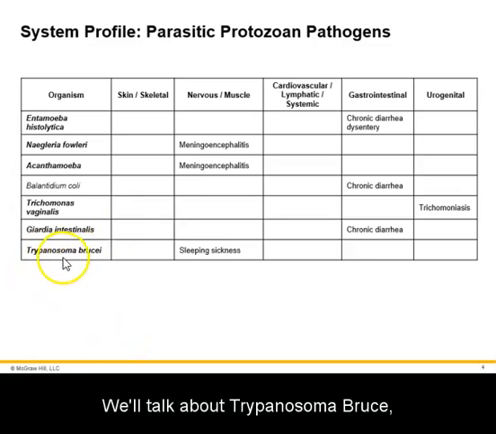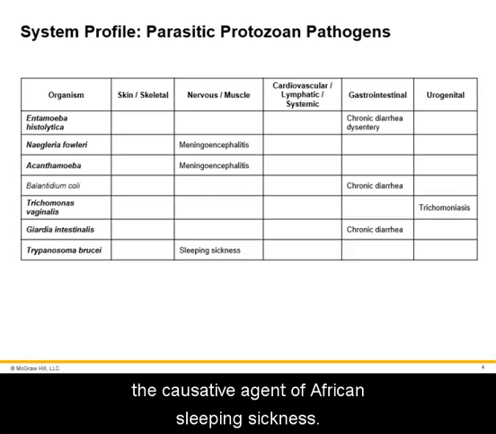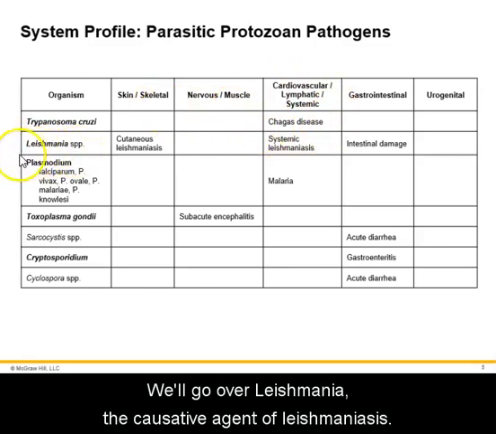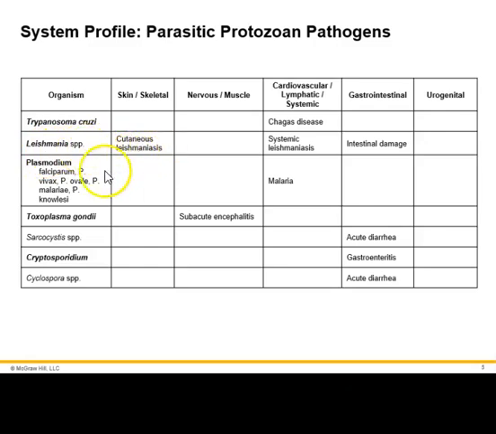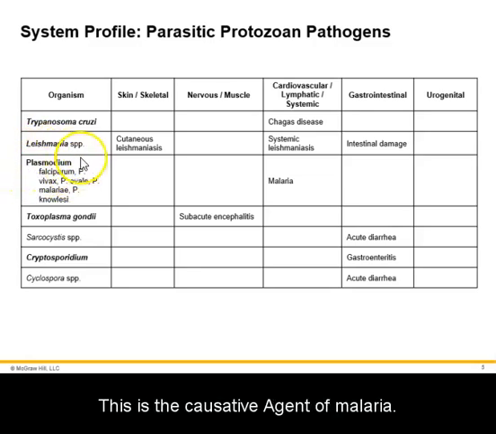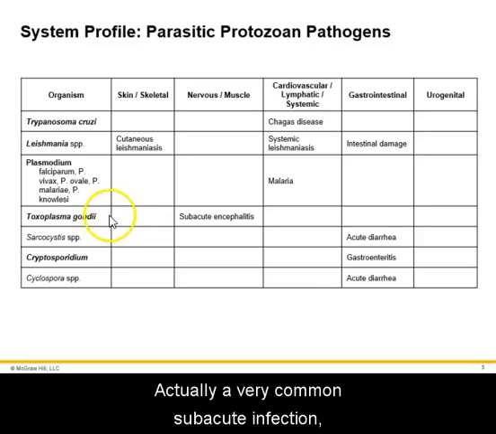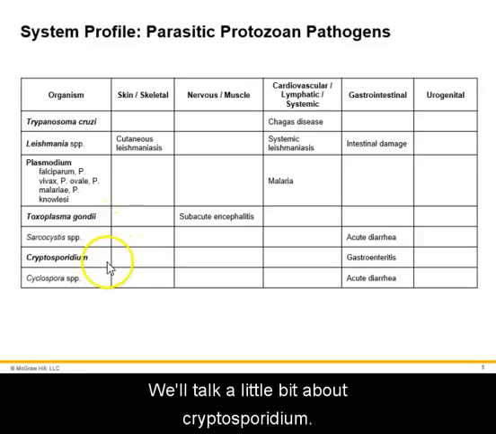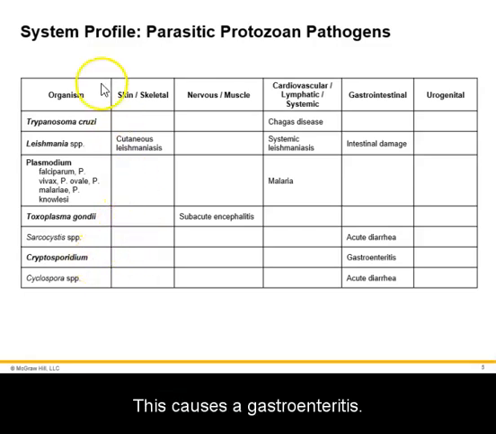We'll talk about Trypanosoma brucei, the causative agent of African sleeping sickness. We'll talk about Trypanosoma cruzi, the causative agent of Chagas disease. We'll go over Leishmania, the causative agent of leishmaniasis. We'll talk about Plasmodium. This is going to be a big one, guys. This is the causative agent of malaria. We'll go over Toxoplasma gondii, the causative agent of toxoplasmosis. Actually a very common subacute infection, but can become very serious in the immunocompromised and in the fetus. We'll talk a little bit about Cryptosporidium. This causes a gastroenteritis.